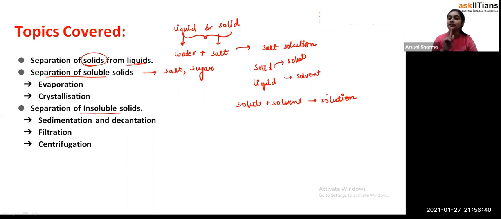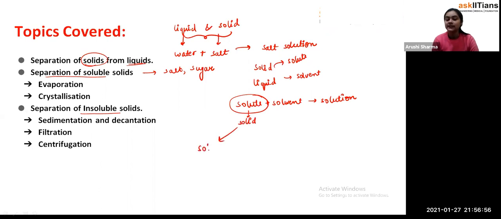So there are two things, solute and solvent, and when they both mix with each other, we call it the solution. Generally, we talk about solutions for liquid and solid. In that condition, the solute can differ, that is, the solid can differ. How?